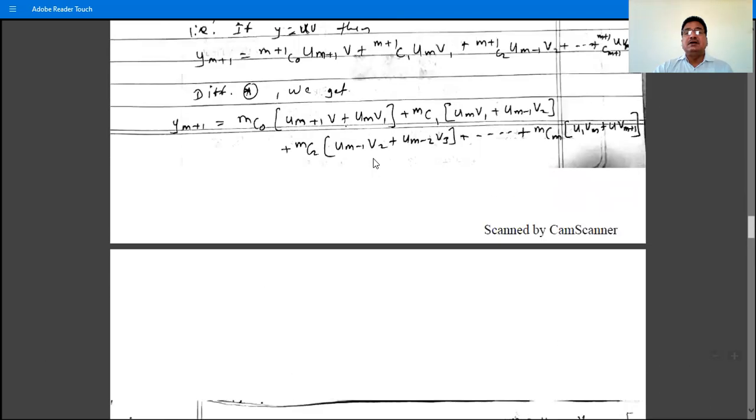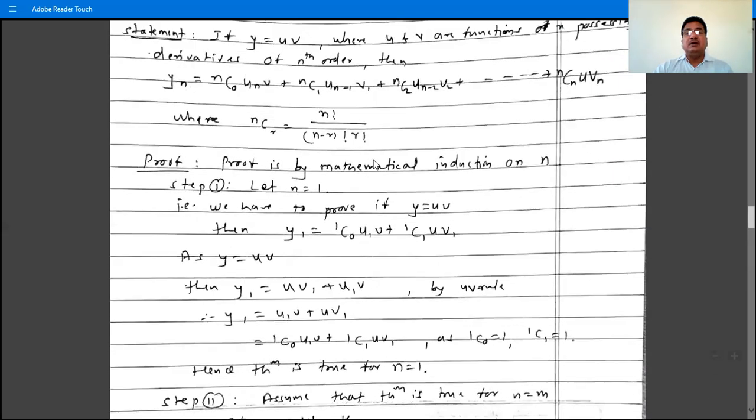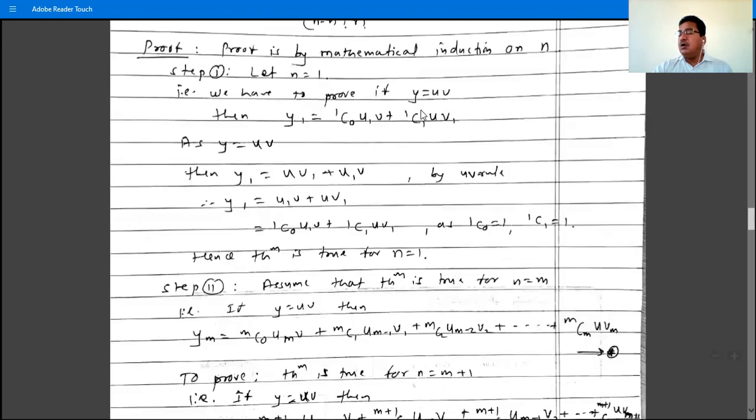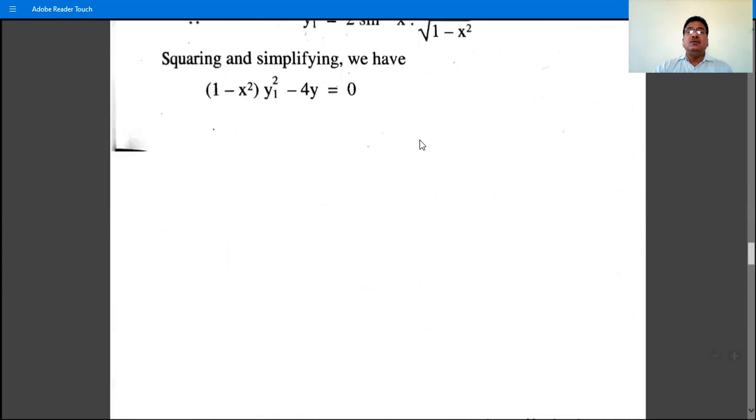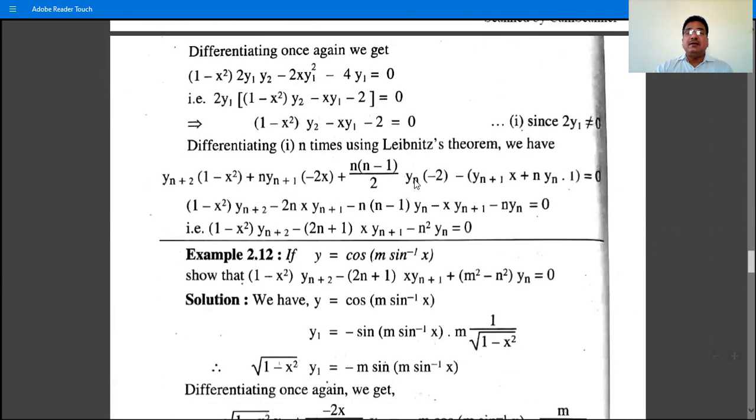If you observe the third term, it is nC2, whose value is n(n-1)/2 factorial. Then what is the next term? u_{n-2} means the n-2 order derivative of y2, so adding 2 and n-2 we have y_n as the term. And then v2 means the second order derivative of 1 minus x square. Its first order derivative is minus 2x, and the second order derivative is minus 2.